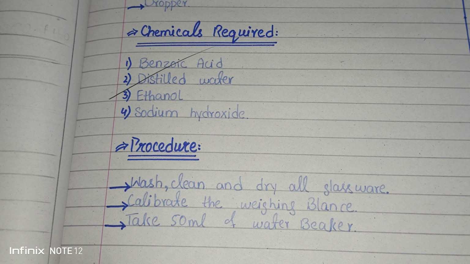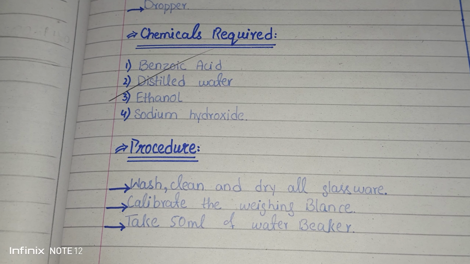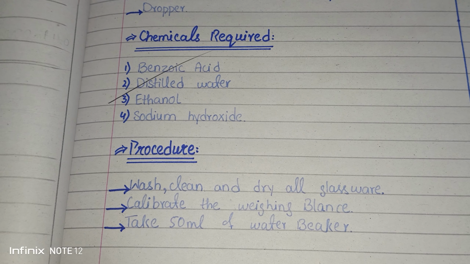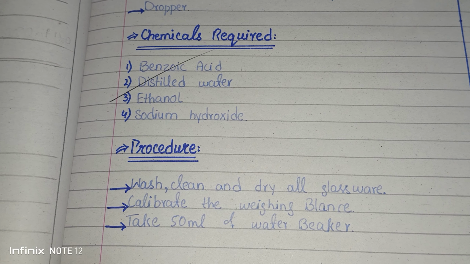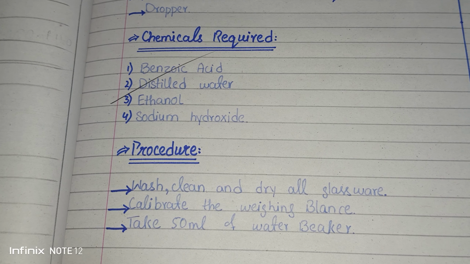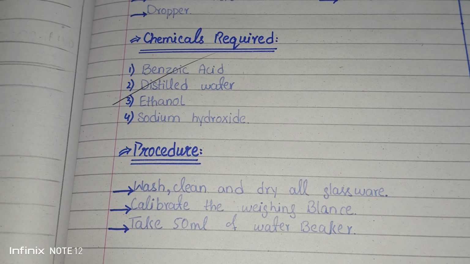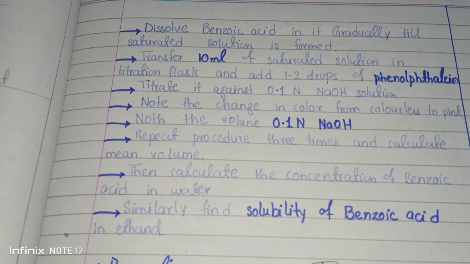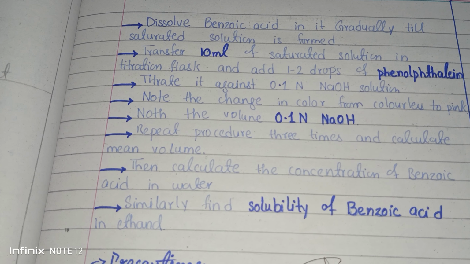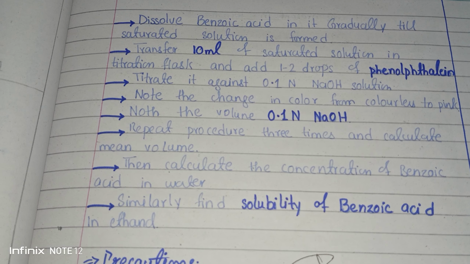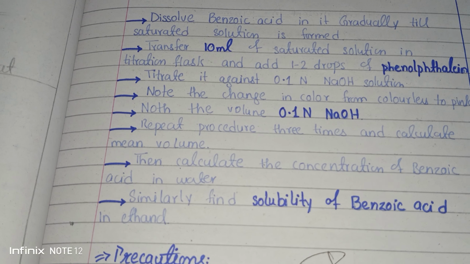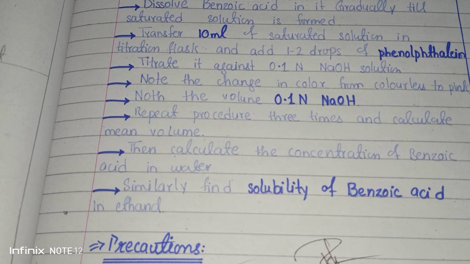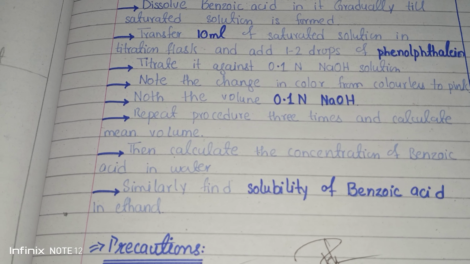Okay, and now we are going to discuss the procedure. First of all, you have to wash and dry all the glassware. Second, you have to calibrate the weighing balance, and third, you have to take 50 ml of water in a beaker. Now you have to dissolve the benzoic acid gradually until the saturated solution is formed. Now you transfer 10 ml of the saturated solution into the titration flask.